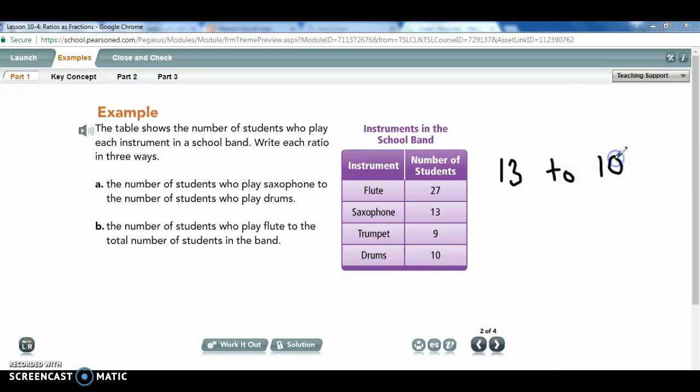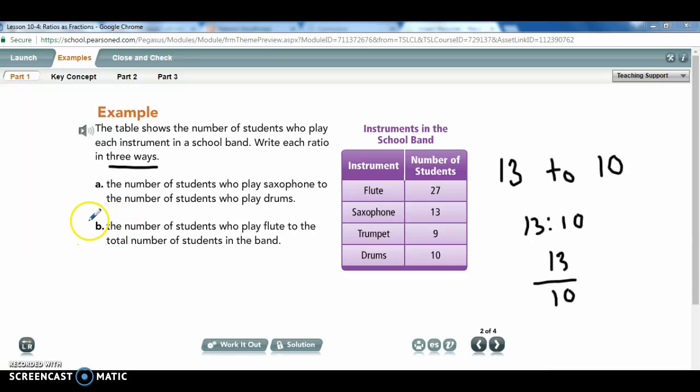I can write it with my colon, 13:10, like this. And last but not least, I can write it as a fraction, 13 over 10, with 13 being on top because that is the first number that I stated. This is the answer to A. My answer has 3 parts because it asks me to write each ratio 3 ways.